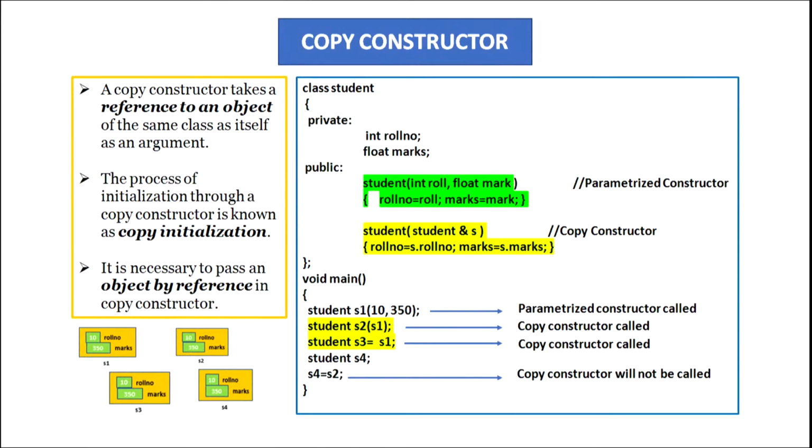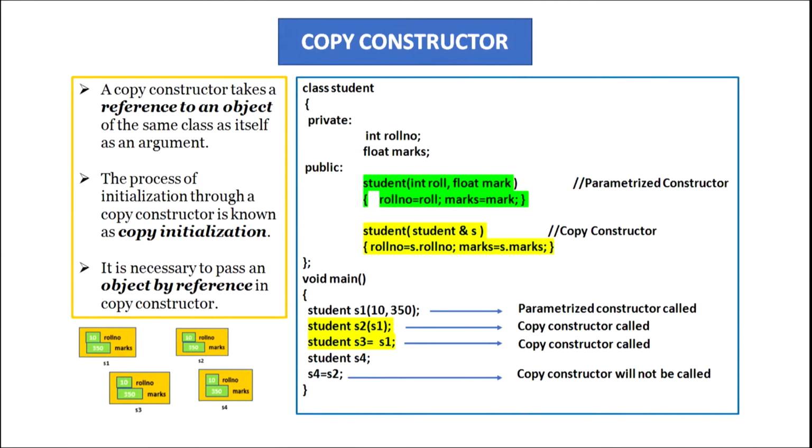So, whatever is stored in the object s, that will be copied to the data members roll number and marks. Now, let us go to main to see the execution. The first statement is student S1 10, 350. In this case, as the values of the data members are parameters, the parameterized constructor will be called. You can see the memory diagram.